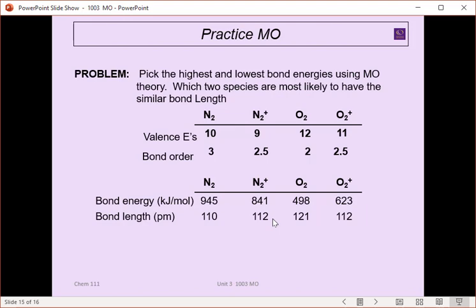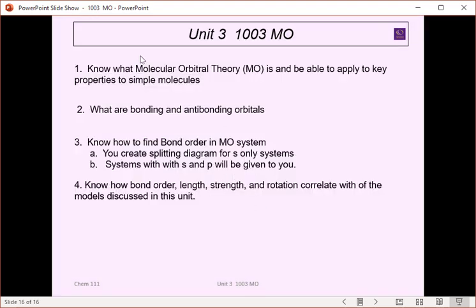And this all bears out, and that's it for molecular orbital theory. So again, understand what molecular orbital theory is, be able to apply key properties to simple molecules, and again, we're limited to diatomics of the same atom, and then you can have them as cationic or anionic. You can even add an electron on. Understand what bonding and anti-bonding orbitals are. Bonding adds to bond order. Anti-bonding subtracts from bond order. Know how to find the bond order in molecular orbital systems. Bonding minus anti-bonding, cut in half. That's the formula.